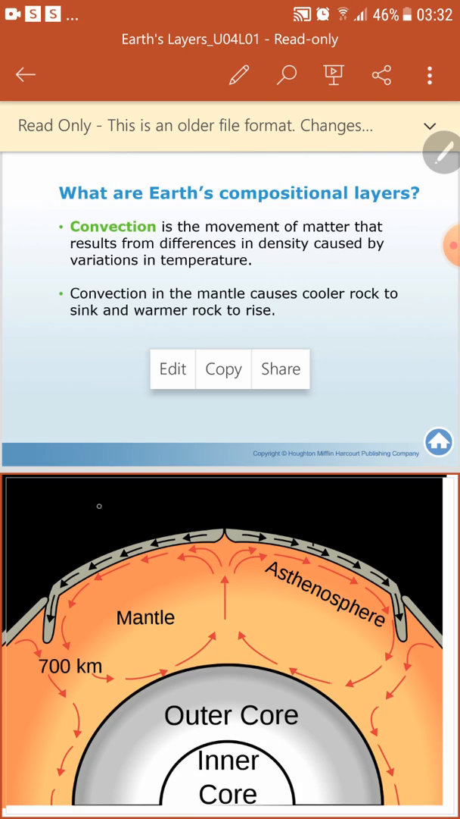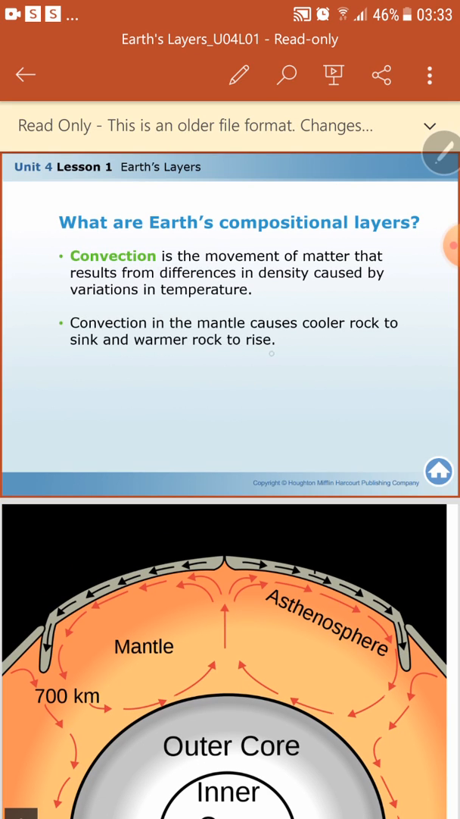So we will have this convection, circular motion. Again, what is convection? It is the movement of matter or fluid that results from differences in density caused by variation in temperature. Convection in the mantle causes cooler rock to sink. Why cooler? Because the cooler will have higher density, and warmer rock rises because warmer rock has less density. I will add this to the PowerPoint, inshallah.